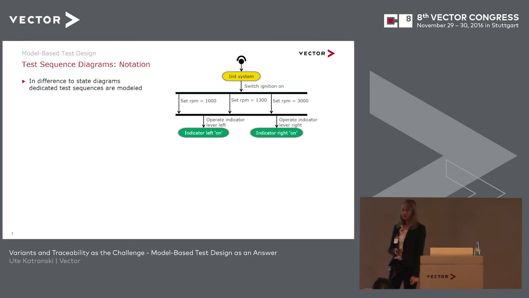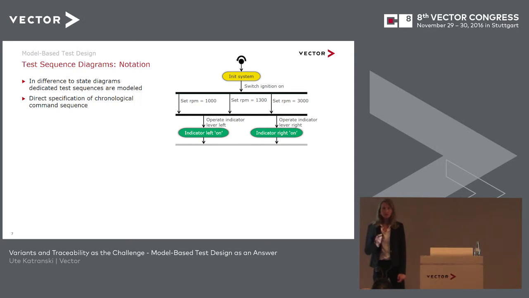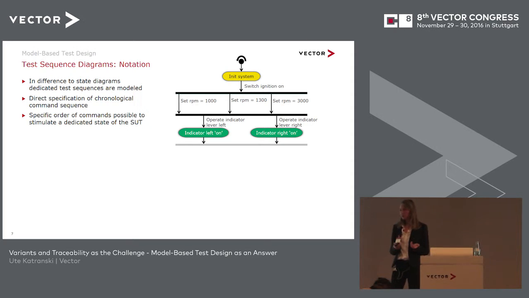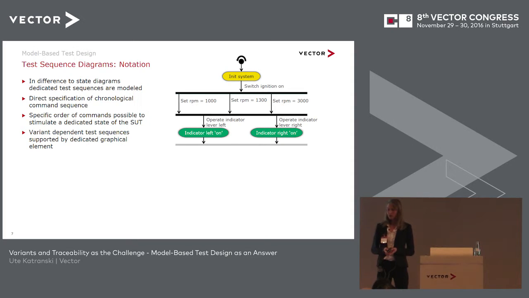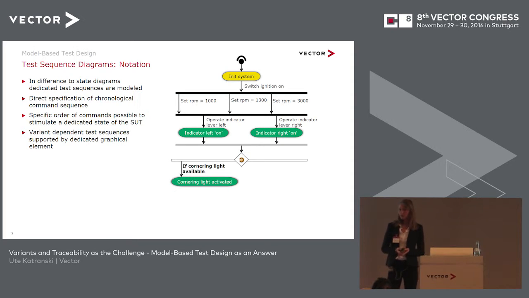And for each of these RPMs, please check the right-hand indicator or the left-hand indicator. So that's the chronological sequence of my test commands. So I can tell the test which steps to execute. And if I need a certain sequence in order to put my system into a corresponding state, to achieve that state, I can model that. And then variant dependencies, I can model them as well.